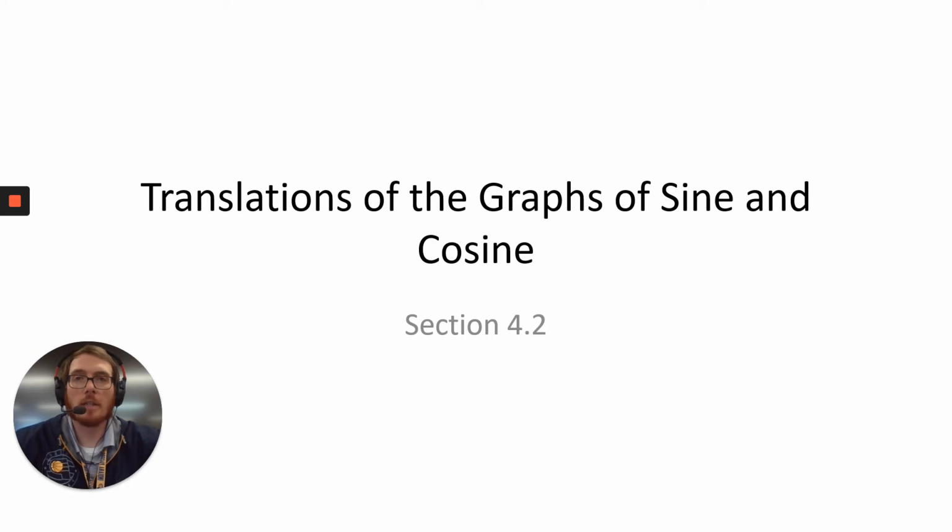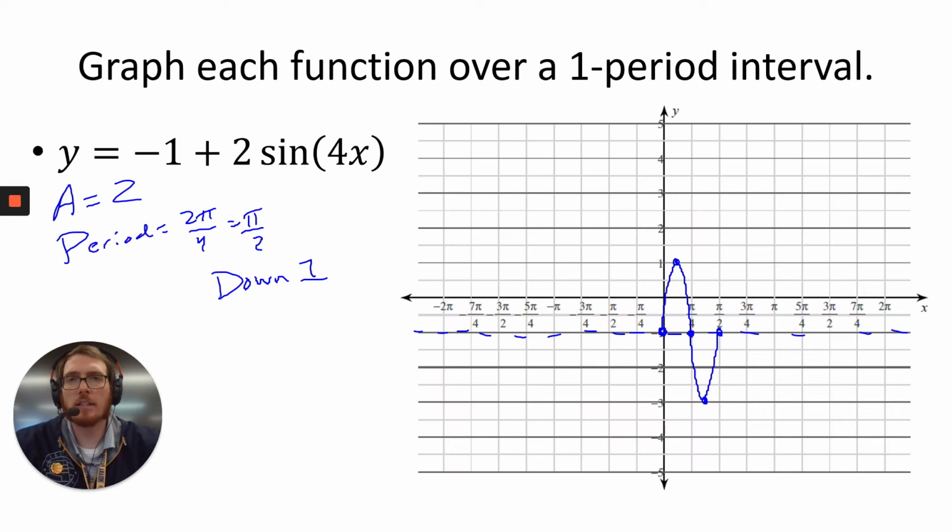Hello class, welcome to our lesson for today, dealing with section 4.2, more translations of the graphs of sine and cosine. Today what we're going to focus on is what the graphs look like with certain situations, just extending on what the horizontal or phase shifts are and what the vertical shifts are, along with x-axis and y-axis reflections and period and amplitude changes.